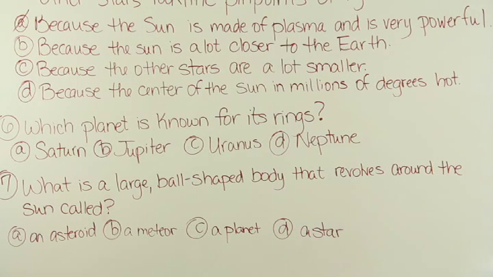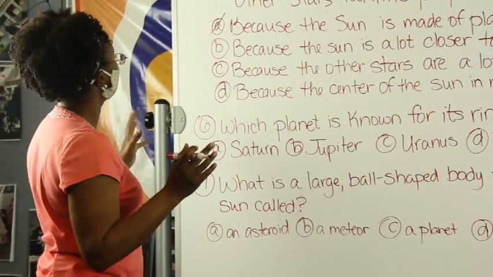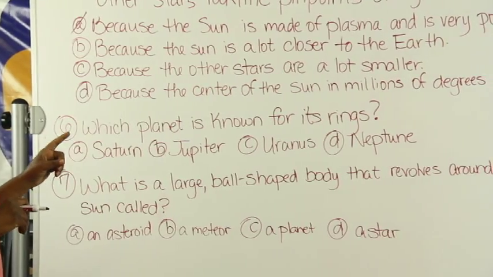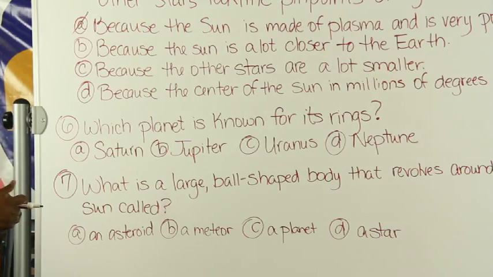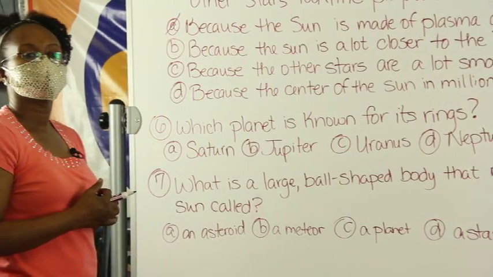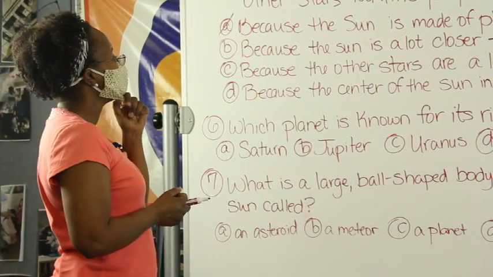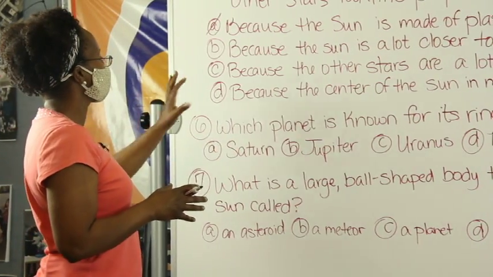B, because the sun is a lot closer to the earth. Could that be possible? Will that make the sun bigger and brighter? We can't rule it out, so we're going to keep it. C, because the other stars are a lot smaller. That's not wrong, but it's not really answering the question. So we can't really mark it off because it's not wrong. So we'll just let it stay there.